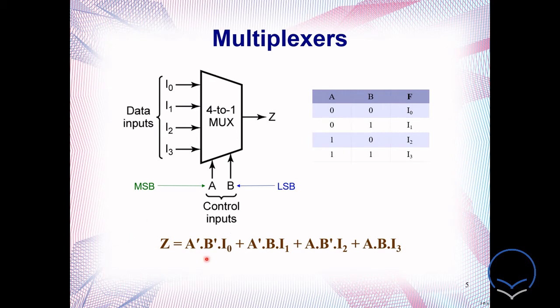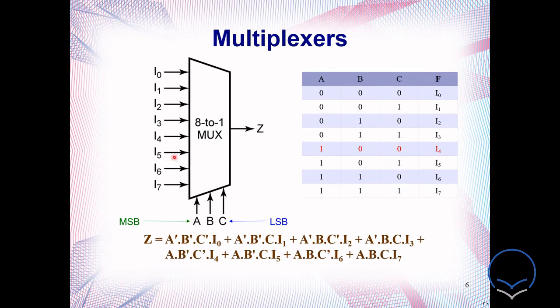If we write the equation for Z, Z becomes A prime B prime dot I0, plus A prime dot B dot I1, plus A dot B prime dot I2, plus A dot B dot I3. So that will be our equation and truth table for the 4 to 1 mux.